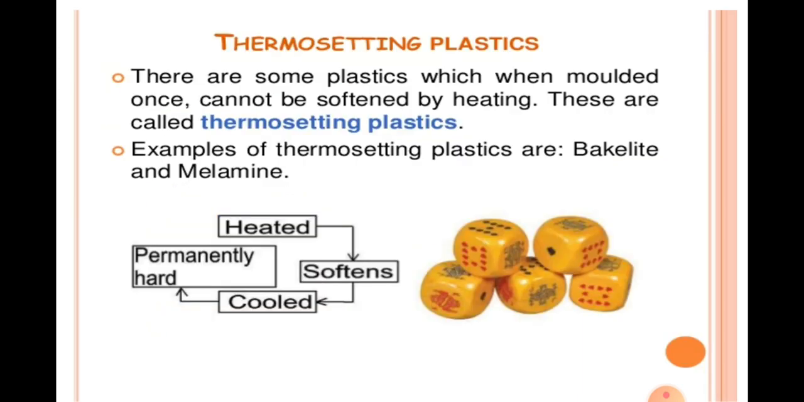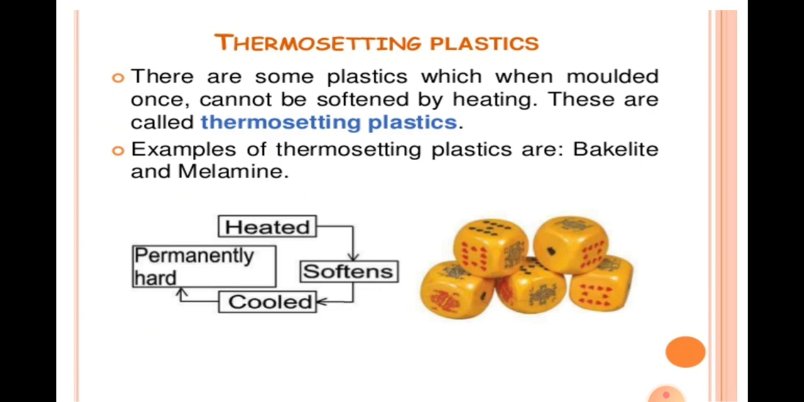The next is thermosetting plastic. The thermosetting plastics are those plastics which once set do not become soft on heating and cannot be molded a second time. Listen again. A plastic which once set does not become soft on heating and cannot be molded a second time. That kind of plastic is known as thermosetting plastic.